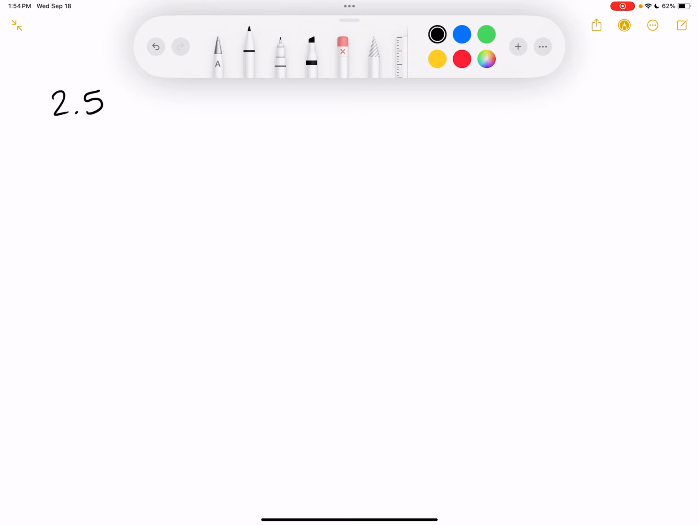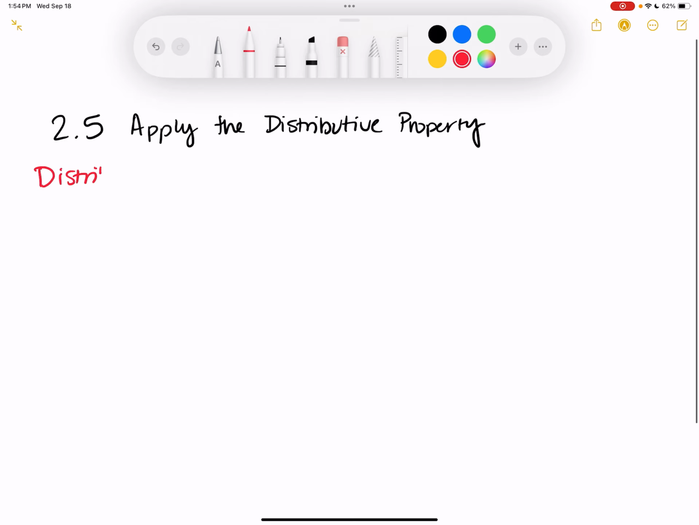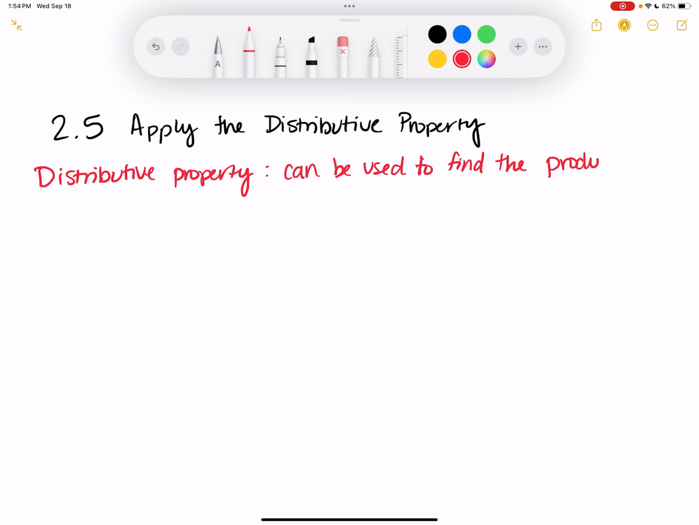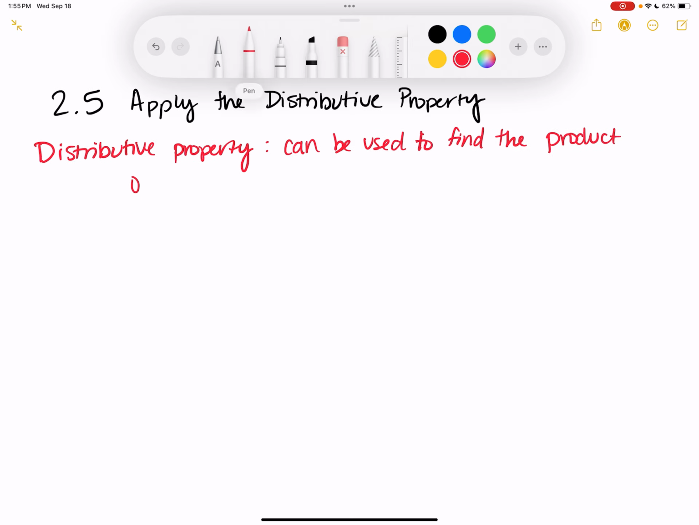Apply the distributive property. So the distributive property, which is obviously the key thing that we're doing in this section, can be used to find the product of a number and a sum or difference.